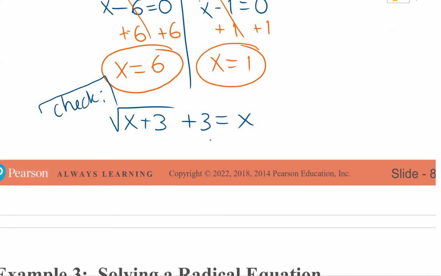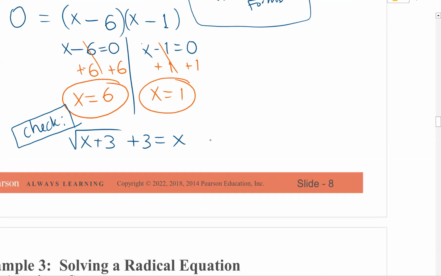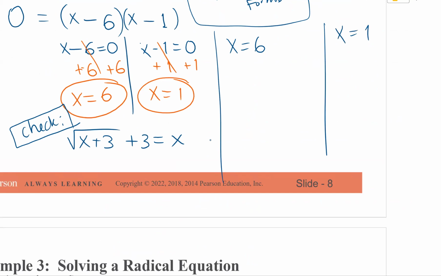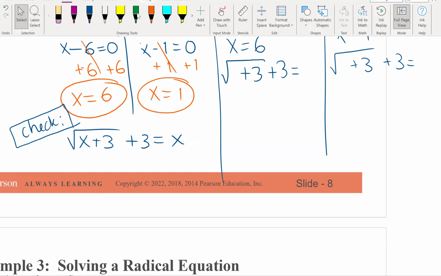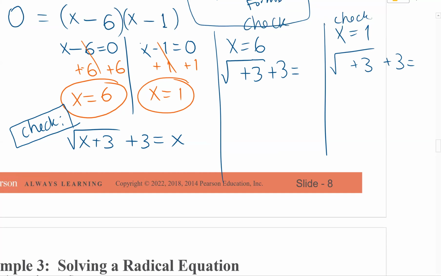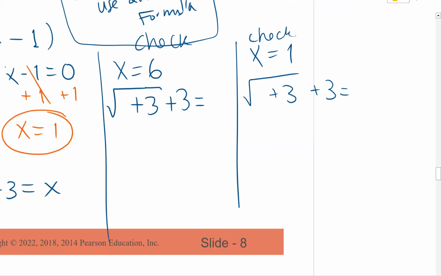I think a lot of these you can probably check in your head, so don't really worry about writing it out if you don't want to. I'm going to write it out just because I'm worried about making a silly mistake. I'll check x equals 6, and then I'll check x equals 1. The original equation was the square root of x plus 3, and then plus 3 outside the root. I'll write that without the x so I can replace it with a particular number. First, I'll focus on 6. Replace the x here with 6, and replace the x here with 6.